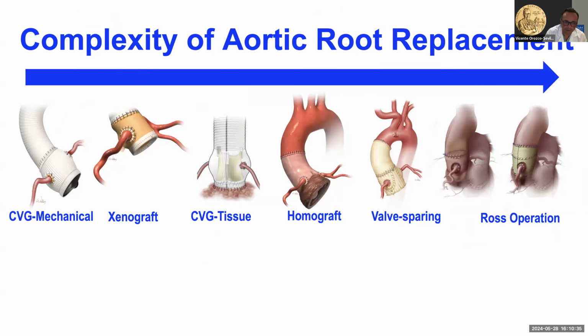The complexity of the aortic root replacement could be from just the classic ventral or xenograft with a stentless valve, a tissue valve, or the homograft. All of these are prosthetic material except for the homograft, which is cadaveric. But when you move beyond the homograft to a valve-sparing root and the Ross operation, I think it requires more training and more technical skills to perform these types of operations, especially the Ross operation, which is pretty much taking the pulmonary valve and putting it in the aortic position and replacing the pulmonary artery and valve with some sort of xenograft or homograft.